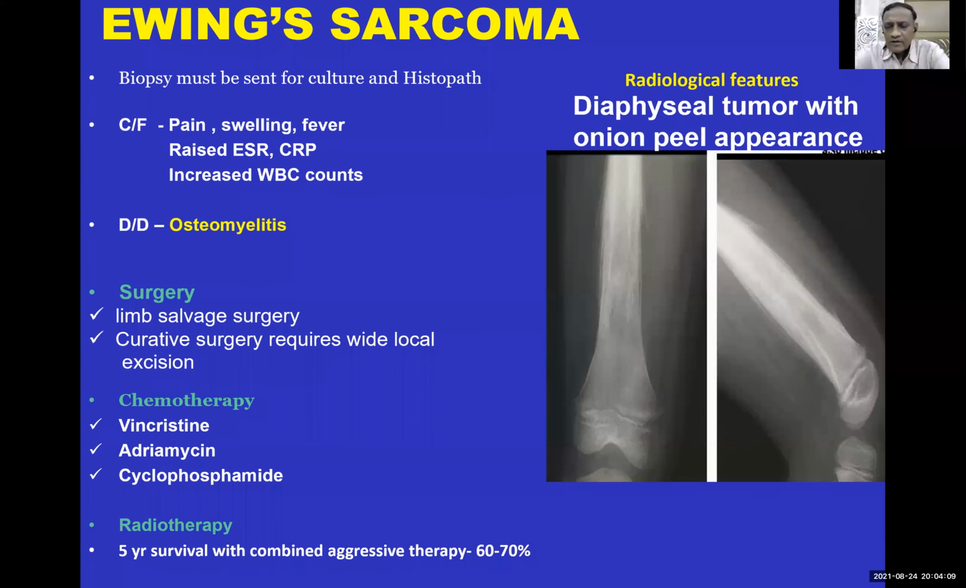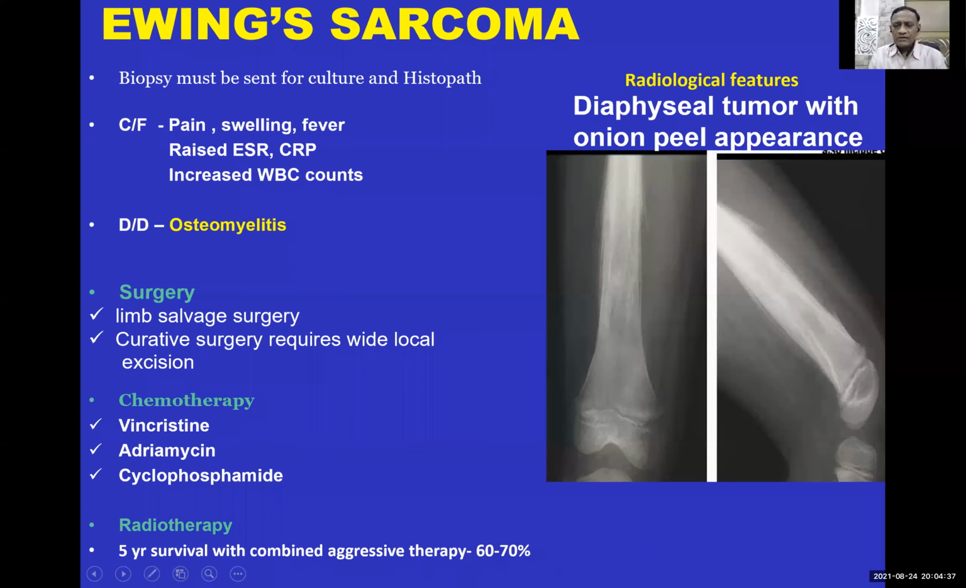This is the X-ray of Ewing sarcoma showing the onion peel appearance, and the treatment is just like osteosarcoma or any malignant tumor, where you have to stage the disease and give the chemotherapy. These are the chemotherapy drugs, and do the limb salvage surgery if possible. The 5-year survival rate with the combined aggressive treatment is about 60 to 70%.